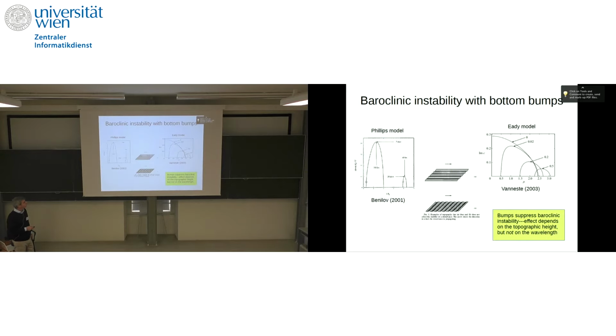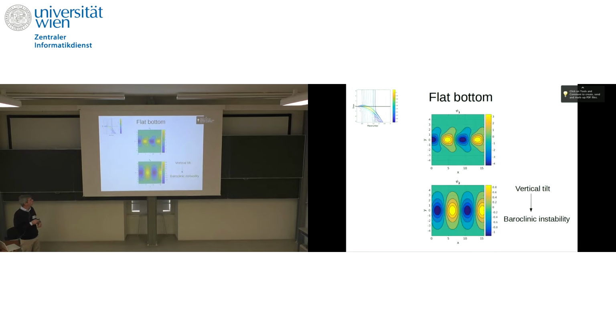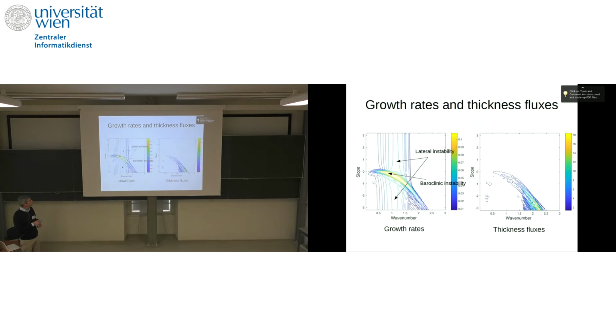Now, some people have done work looking at what happens when you have bumps, not slopes. The critical slope for shutting off this instability, when you put in the numbers, is somewhere around 1%. So we're not talking about 10 to the -5 anymore. We're talking about 1%, which is a pretty significant slope.